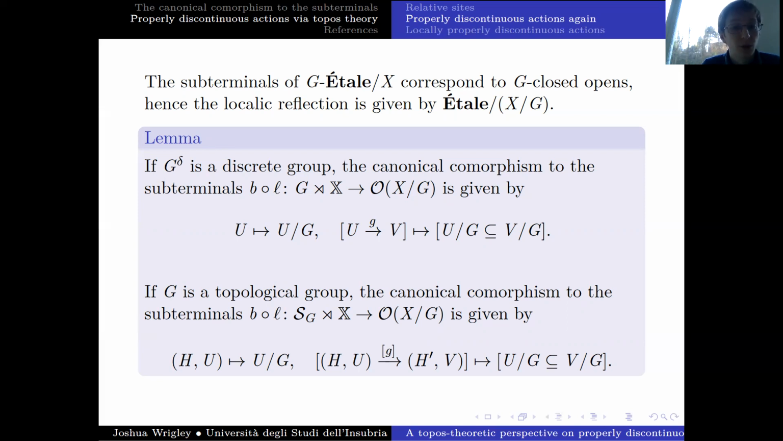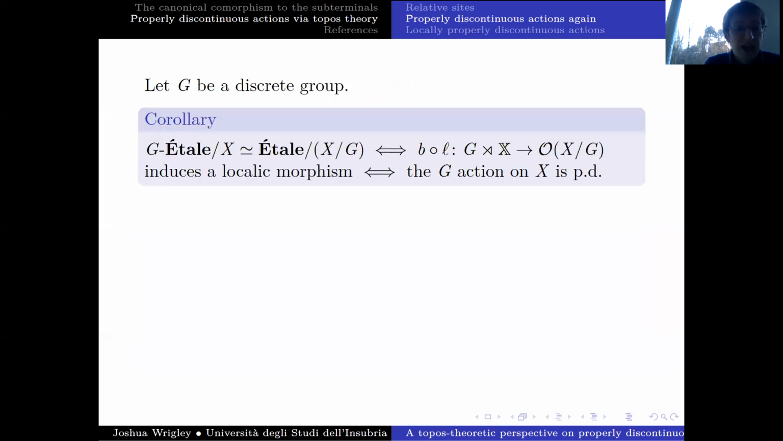We know that the canonical comorphism to the subterminals induces a localic geometric morphism if and only if the topos we're interested in is localic itself. And we have a characterization for when a comorphism of sites induces a localic geometric morphism. It's an if and only if condition. And so we can just plug it in. It's a little bit complicated, so I won't repeat it here, but it is just a straightforward computation.